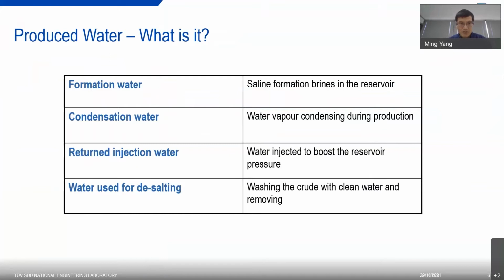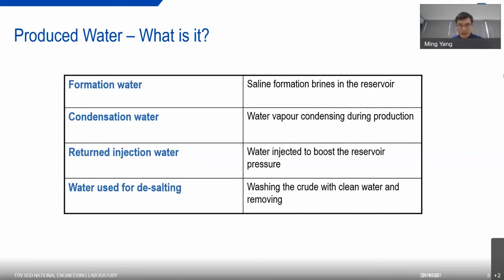It includes formation water. This is water sitting with oil for millions of years and co-produced. Condensation water. This is the water vapor condensed during the production process. Return injection water. We know when we start production, reservoir pressure is high, and operators have been using seawater or other waters to boost the reservoir pressure, and some of this water can end up with oil being produced. And also we know crude oil often contains quite a lot of salt, and operators have been using fresh water to desalt the crude oil, and this water can end up as part of produced water.